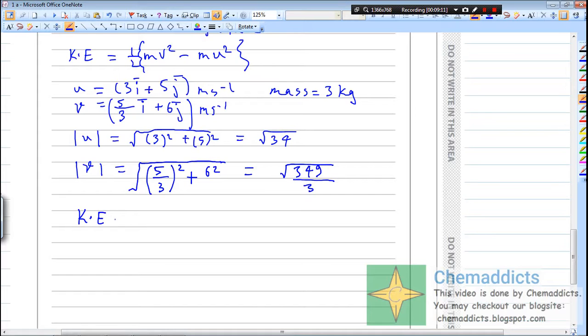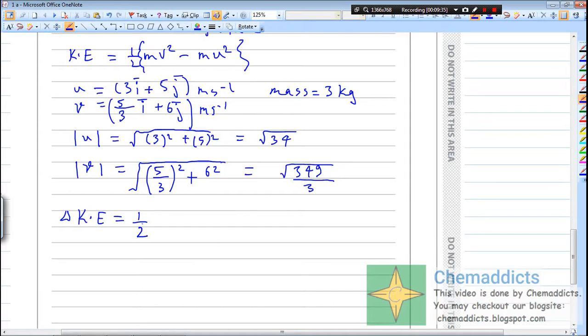Now let's use the previous equation to find the kinetic energy. We are finding the change in kinetic energy. So here, half, sorry, no, third, half. So many mistakes, fellas, sorry for that.